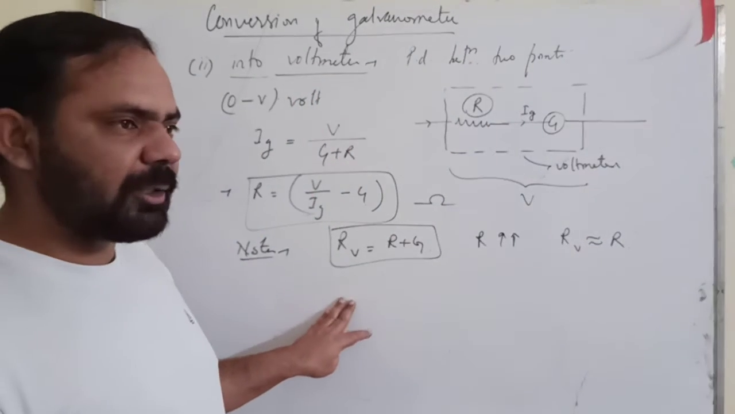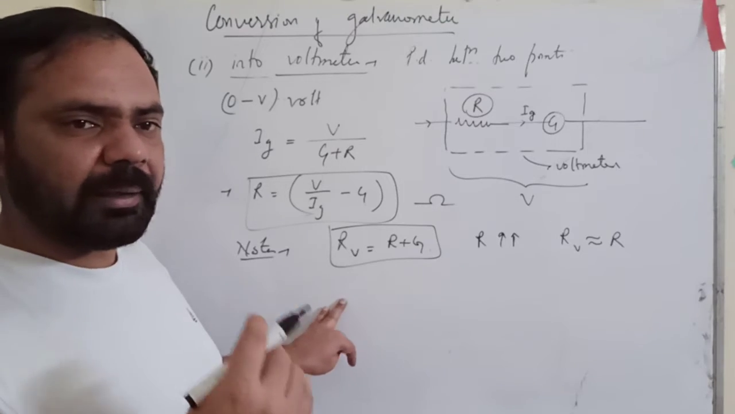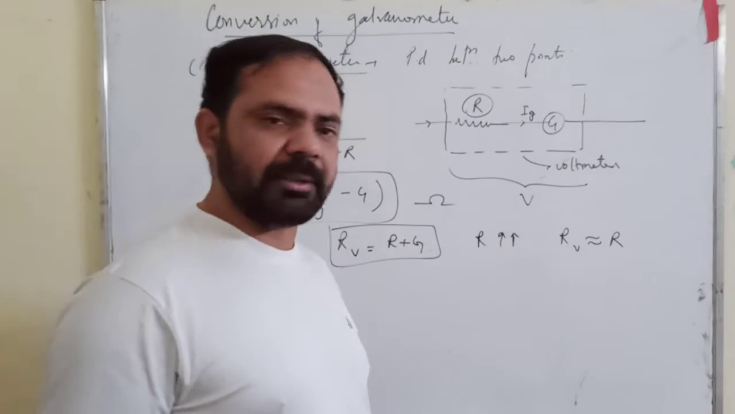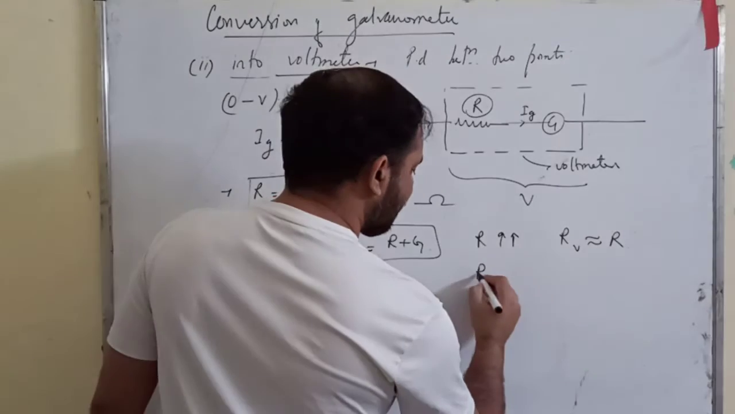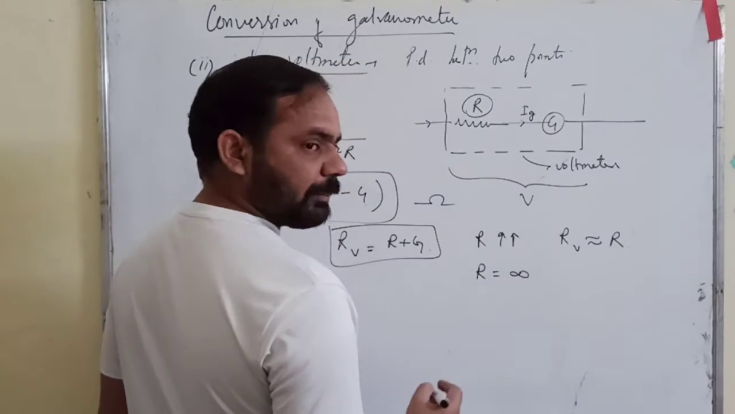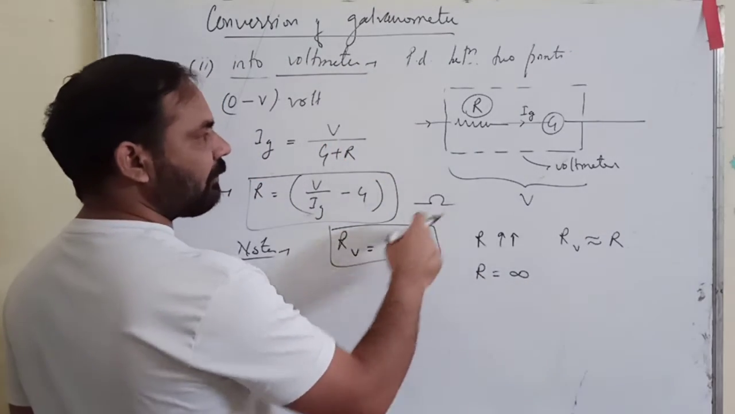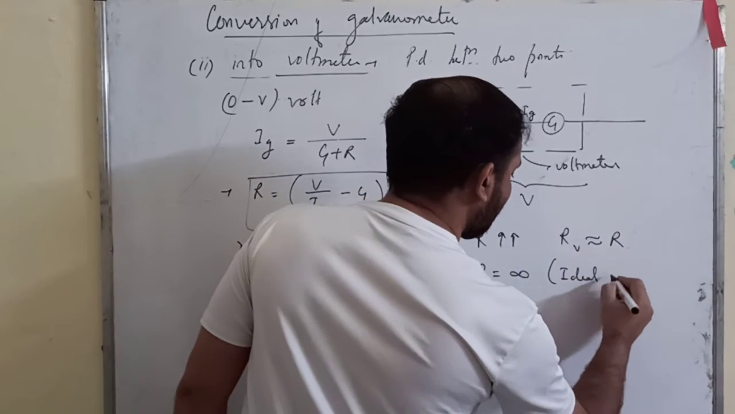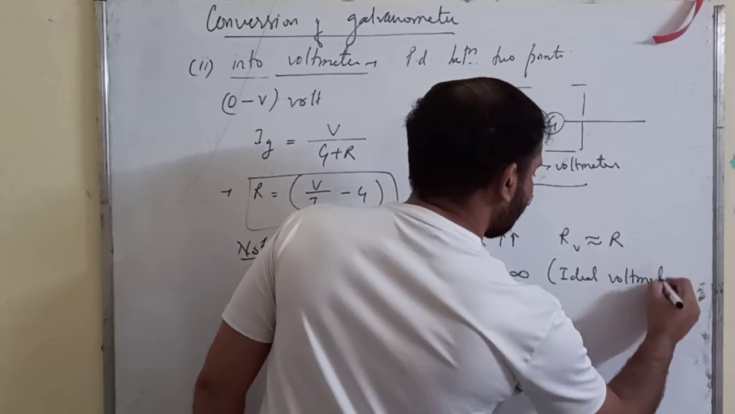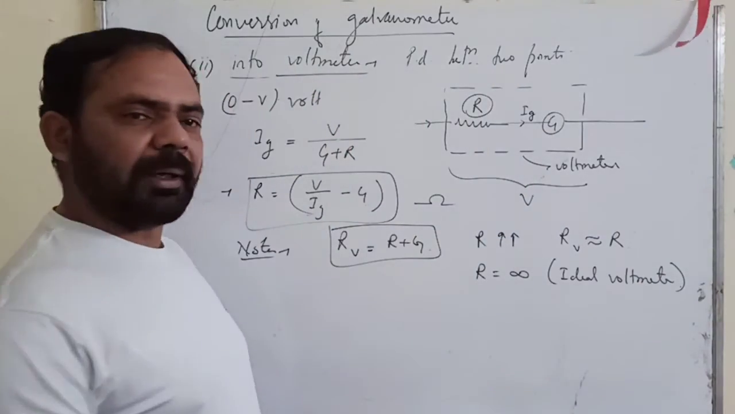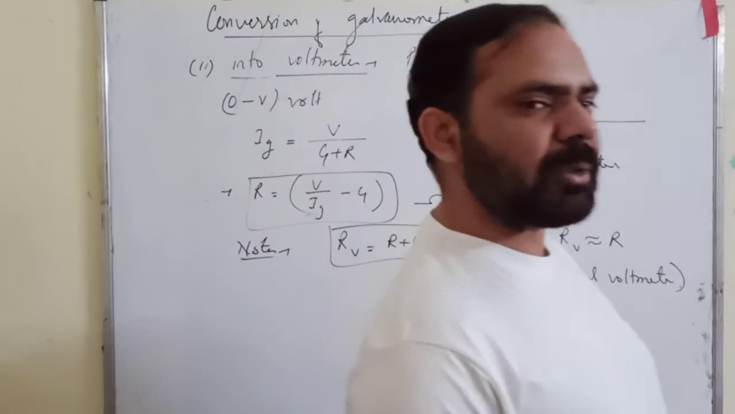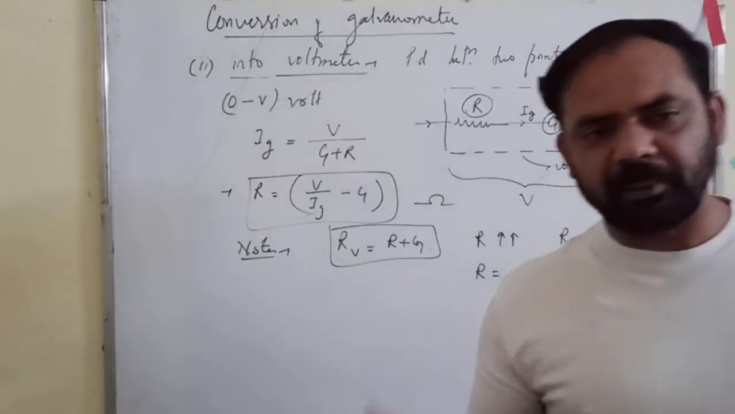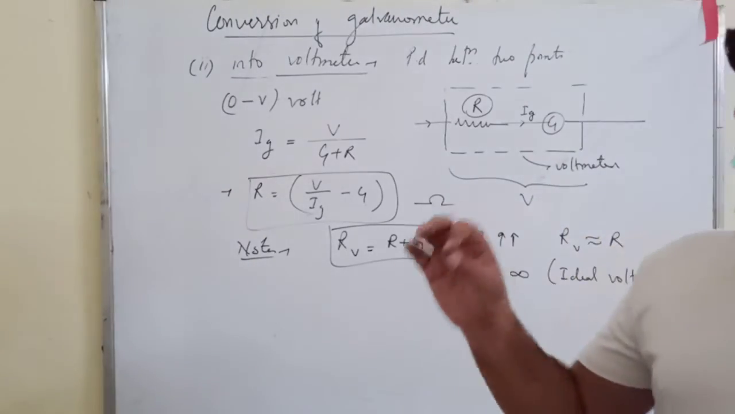The resistance of the voltmeter is approximately equal to that high resistance, and if the resistance of the voltmeter is infinite, we call that voltmeter an ideal voltmeter. So for an ideal voltmeter, the resistance must be infinite. For an ideal ammeter, the resistance must be 0.